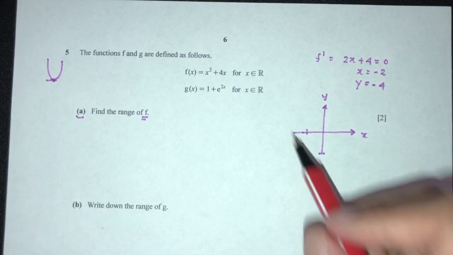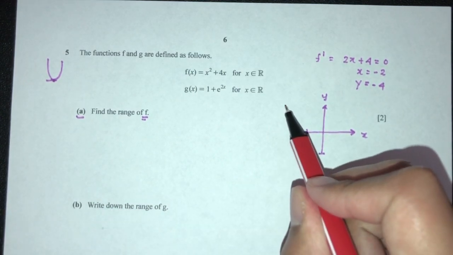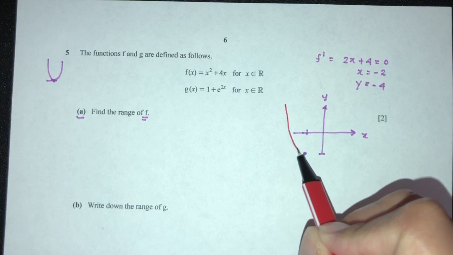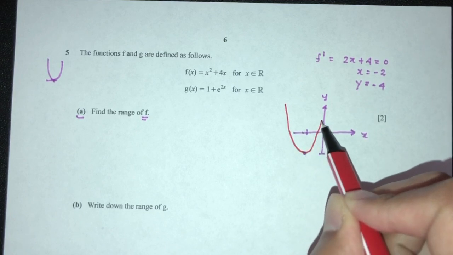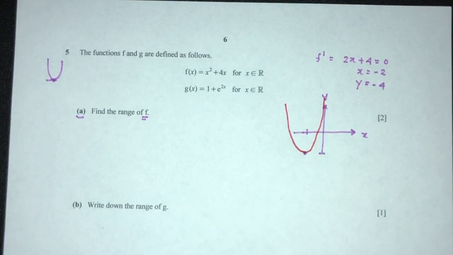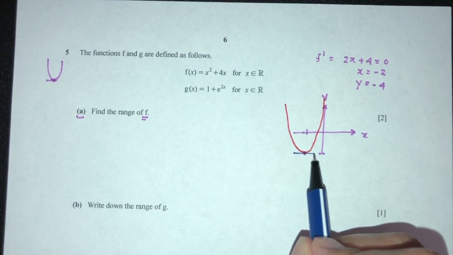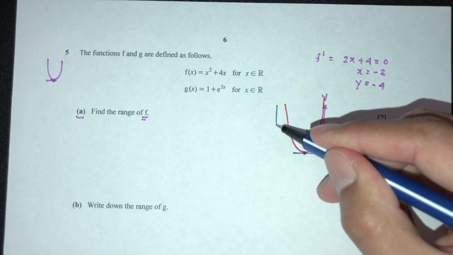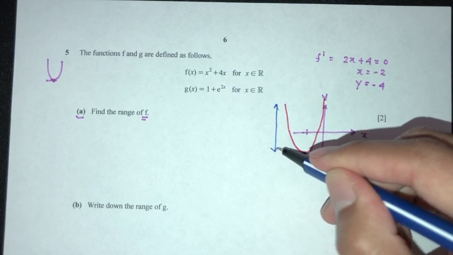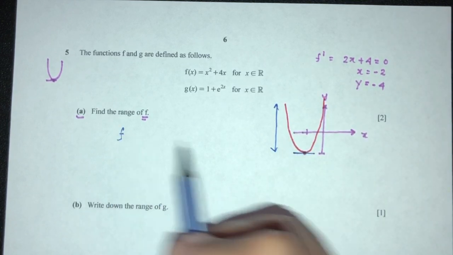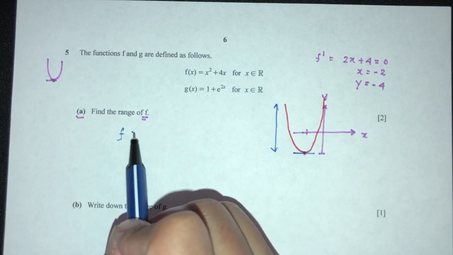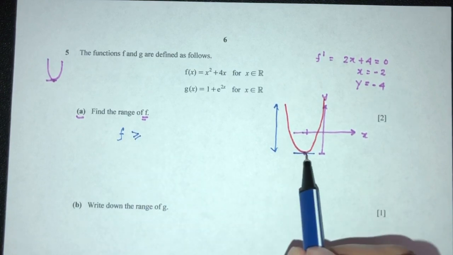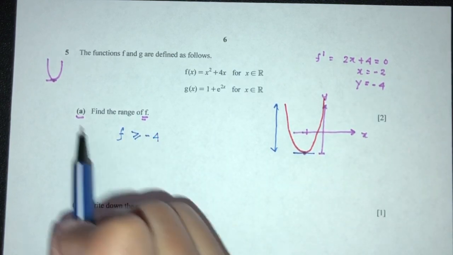And the graph obviously has a shape like this. Look, it is only a sketch. I don't know exactly that's the shape, but the main point I'm trying to make is that this will be the minimum value of the curve. Now the range is just the y values, the up and down values. As you can see, the range of f is always more than or equal to this value, which is minus 4. That will be your answer for part A.